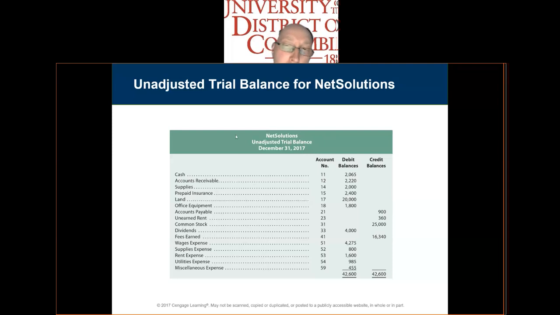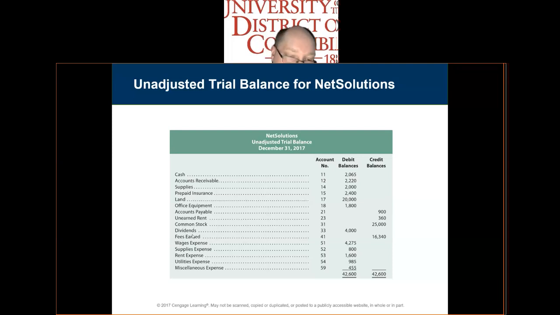On an unadjusted trial balance, you'll notice that the first few accounts listed here come from your balance sheet in the order of liquidity. You have cash, accounts receivable, supplies, which is also known as inventory, prepaid insurance, land, office equipment, accounts payable, unearned rent, common stock. Common stock, as you know, is an equity account. Dividends, equity account. Fees earned, it's like a revenue account. So all of these, as you know, are found on your balance sheet.